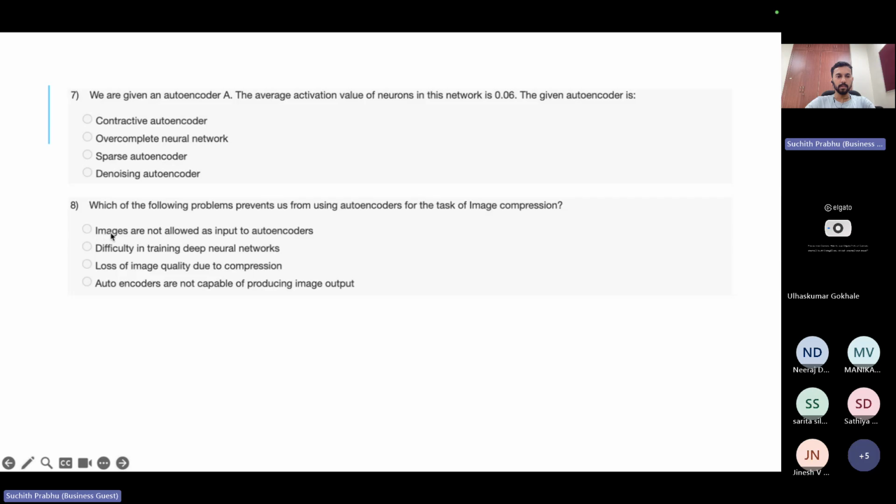Yeah, so this also, the first one is wrong. Second is also wrong. And the last option is also wrong. So yeah, third one is correct.